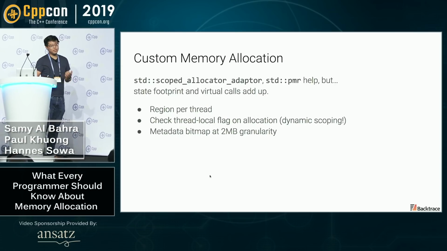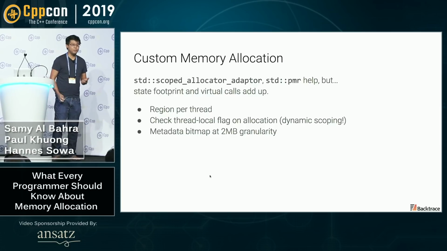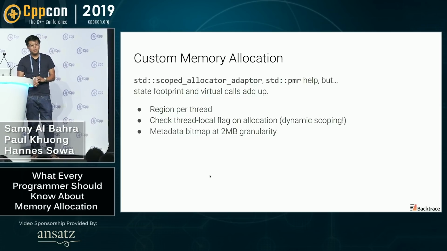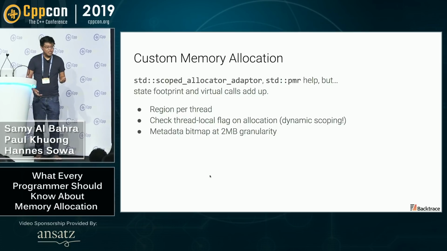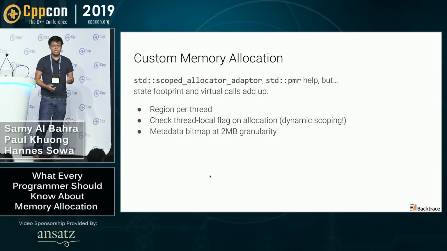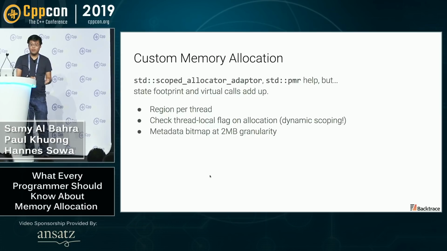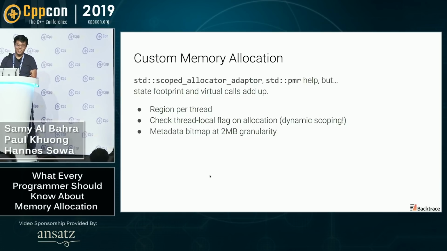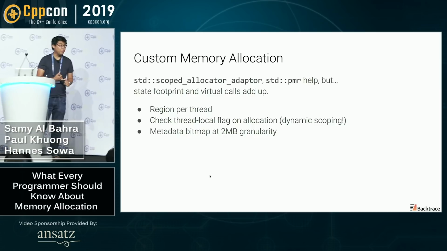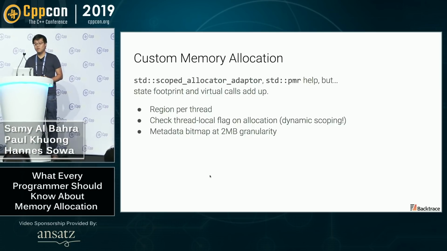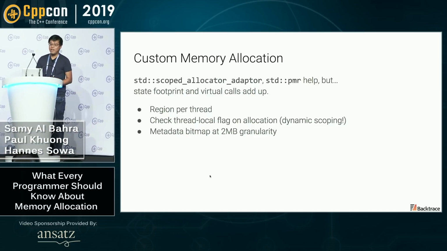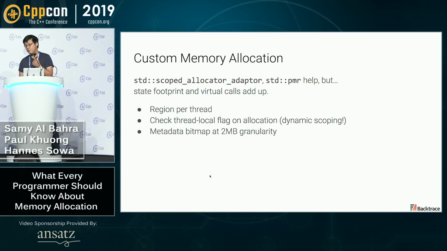So to implement that, you could use a standard scoped allocator adapter or polymorphic allocators, but I find that the state footprint, simply to know if you enabled or disabled arena allocation for this specific object, and the virtual calls add up. So what I've been doing is we use a region per thread, and you have a thread local flag instead of a bool in each allocation. And that flag says at allocation time, do you want to use the regular allocator or do you want to use a region allocator? And then when it comes to deallocation, you don't know, right?